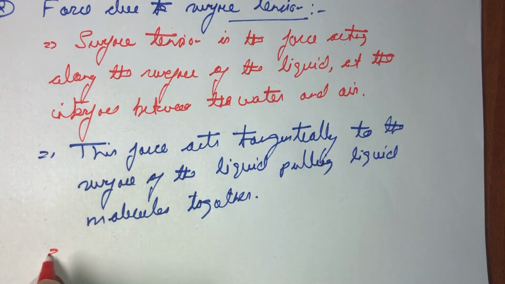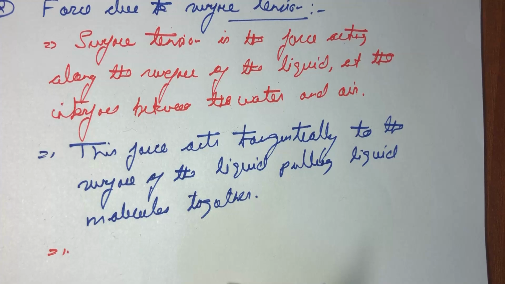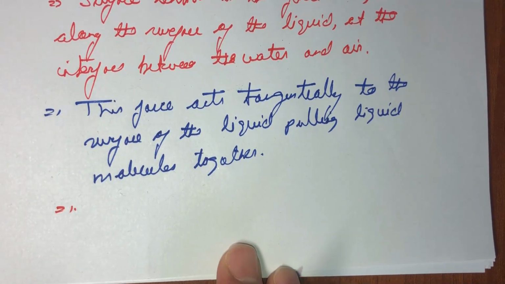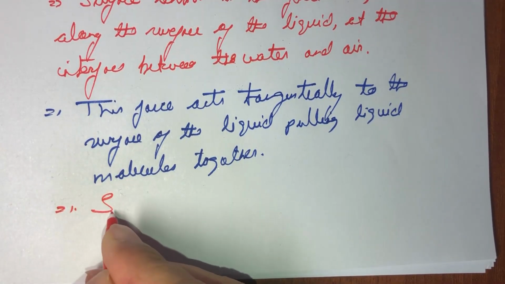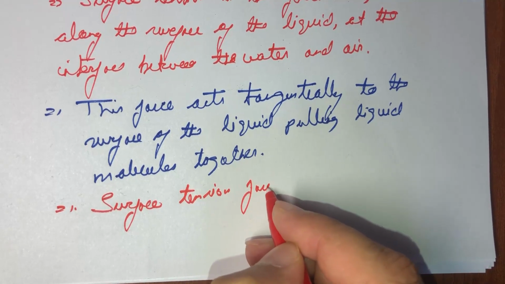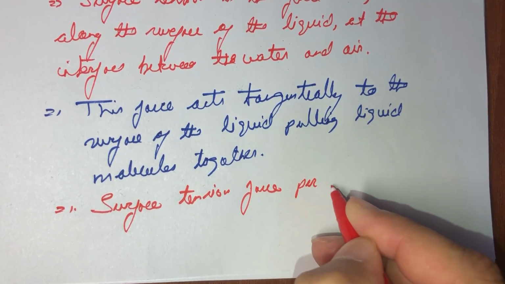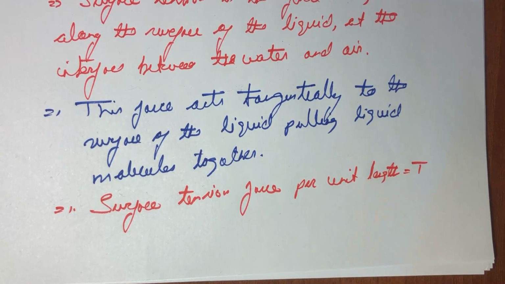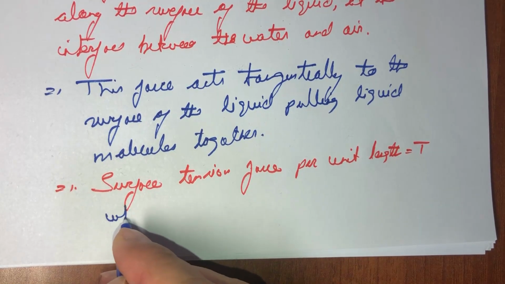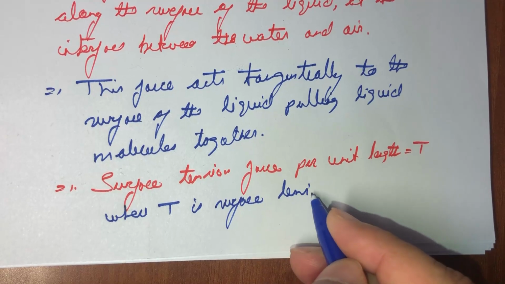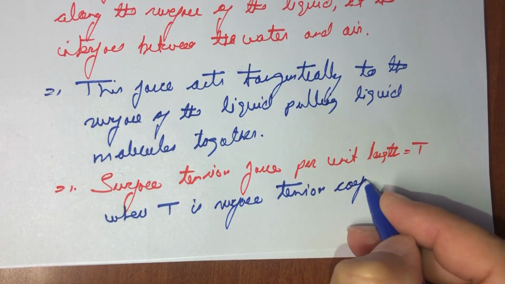And it is also given as per unit length and denoted by T. So you can say surface tension force per unit length is given by T, where T is the surface tension coefficient.